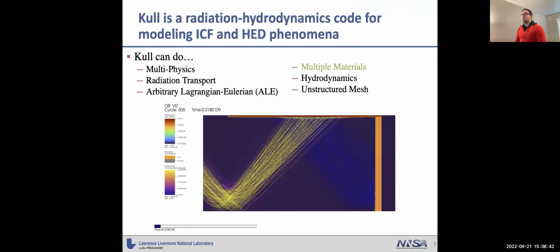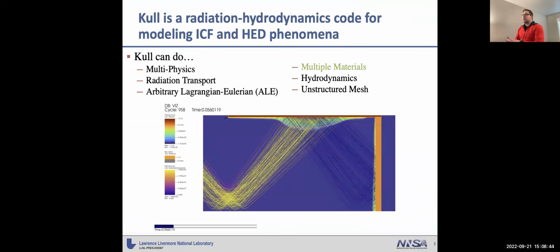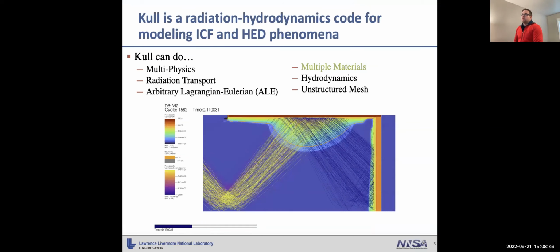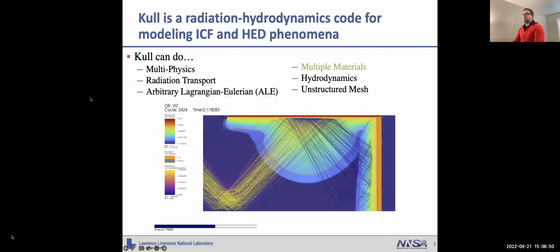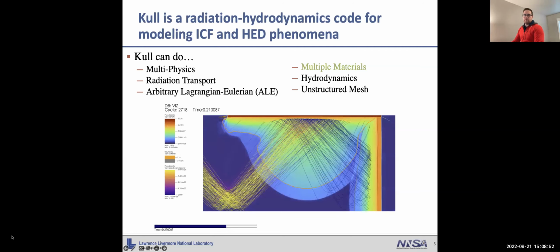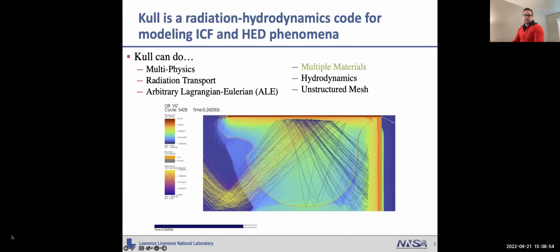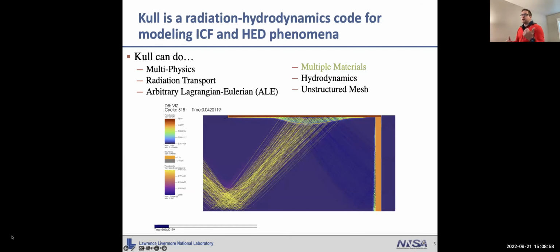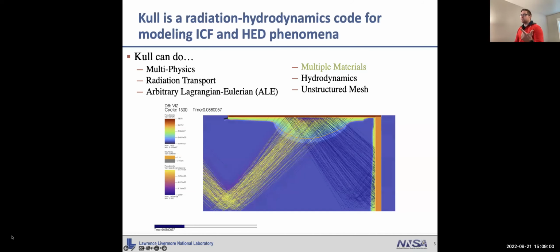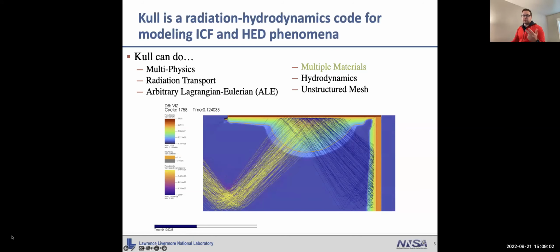Okay, so Kull is a radiation hydrodynamics code for modeling inertial confinement fusion and high energy density phenomena. I can move some of these windows so I can see my notes. Kull, as a multi-physics package, can model things like hydrodynamics and radiation transport. It's got a laser package.